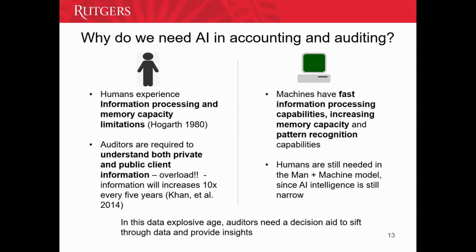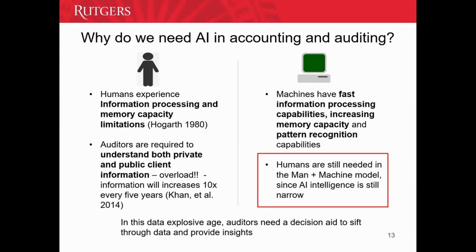As I mentioned in the previous slide, the statistic is that we generate 10 times more data than we did in the previous 5 years. So more and more data is being generated. However, we still have the same minds. We still have those information processing limitations. And so we really do need to begin to rely more and more on artificial intelligence systems.